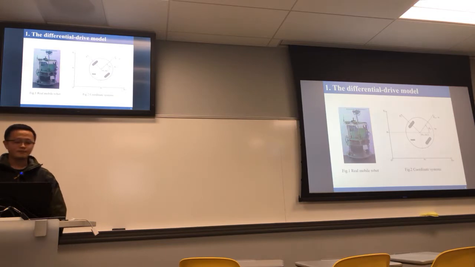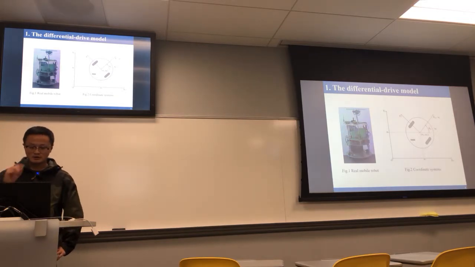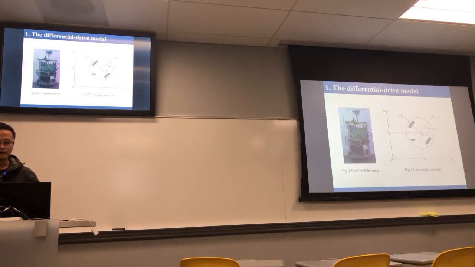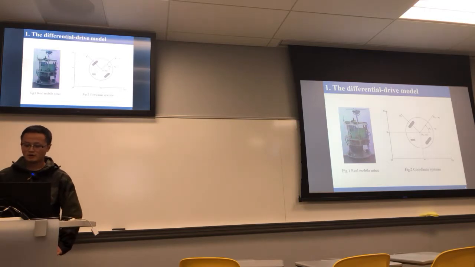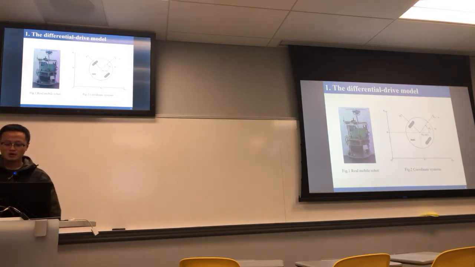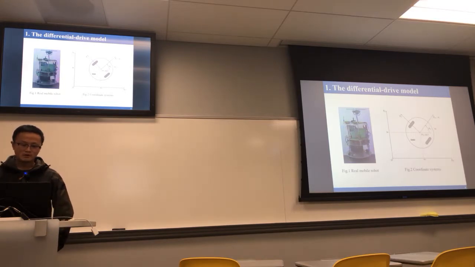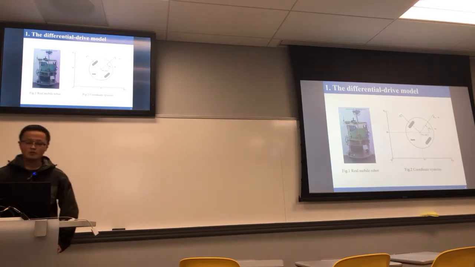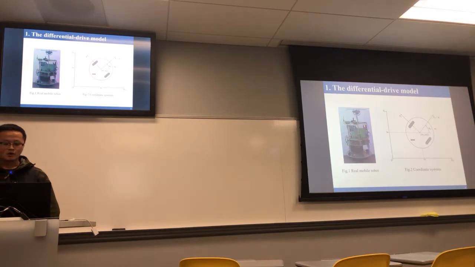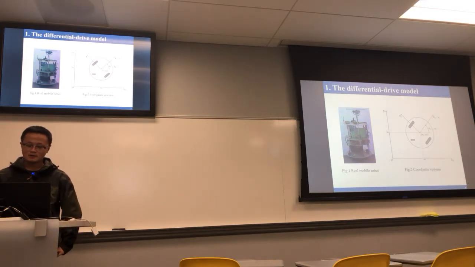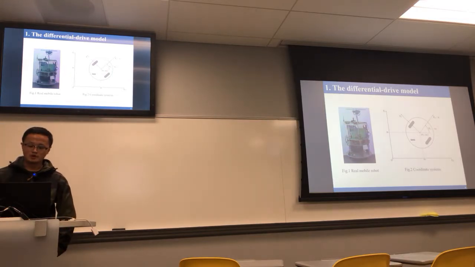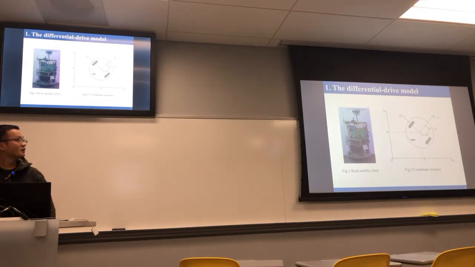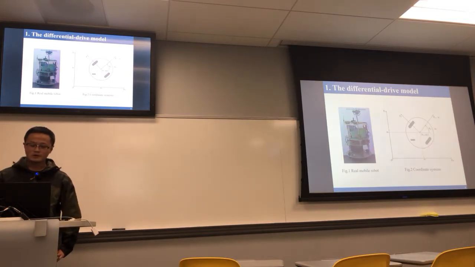Firstly, as shown in picture 1, it is a real mobile robot. Picture 2 shows the coordinate system used to describe the mobile robot model. Here are the two drive wheels, and this is the supporter wheel. And we use XC, YC and theta C to describe the pose of the robot in the inertial coordinate system.